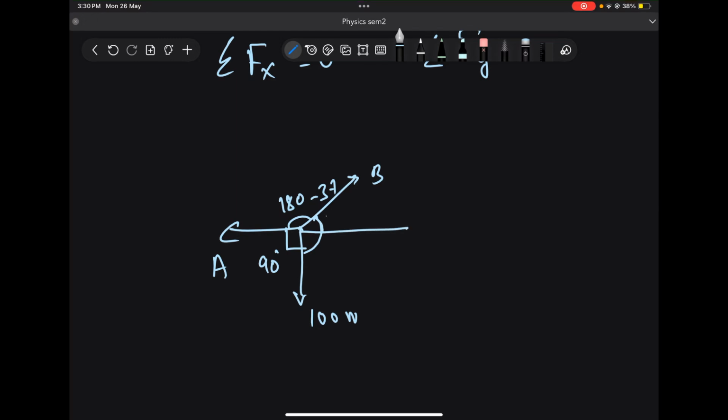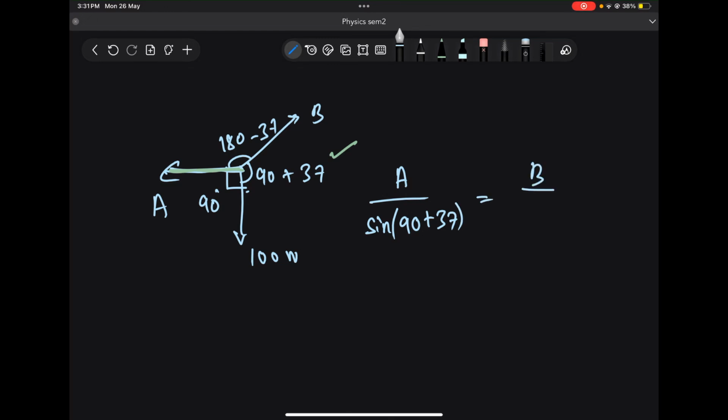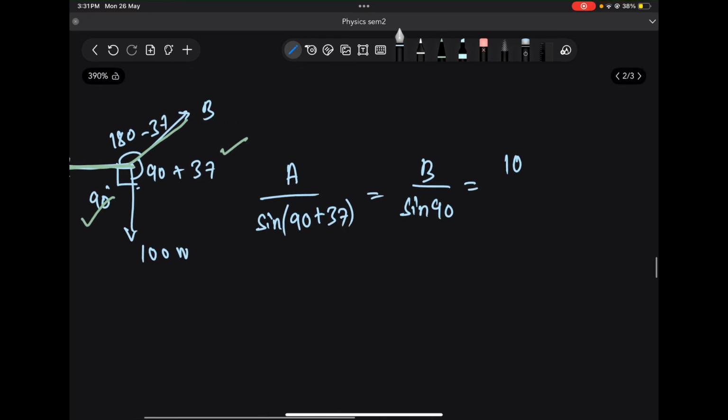So this angle is of course 37 degree. So this is also pi by 2. So this angle in general will be 90 plus 37. And from here you can write A by, so this is the force A. Now you need to take the angle which is opposite to the force. So this angle. So A by sine (90 plus 37) will be equal to B by the angle opposite to B. So this one, sine 90, is equal to, of course, the 100 Newtons by the angle opposite to it. By this time you must have gotten it, sine (180 minus 37). And there you can solve the entire system in a single equation.